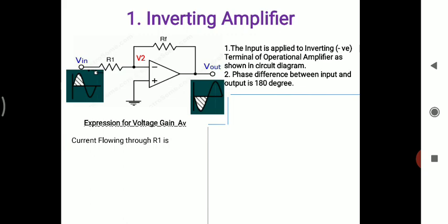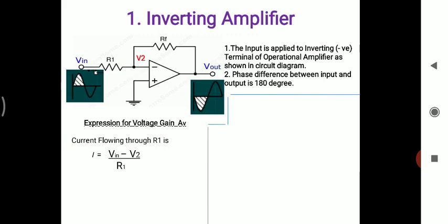So if you want to calculate the current flowing through resistance R1, then I equals V in minus V2 divided by resistance R1. You can ask me why we have taken V in minus V2. Whenever you want to calculate the voltage drop across a resistance, you consider the two end voltages, that is the potential difference between the two end terminals of the resistance.